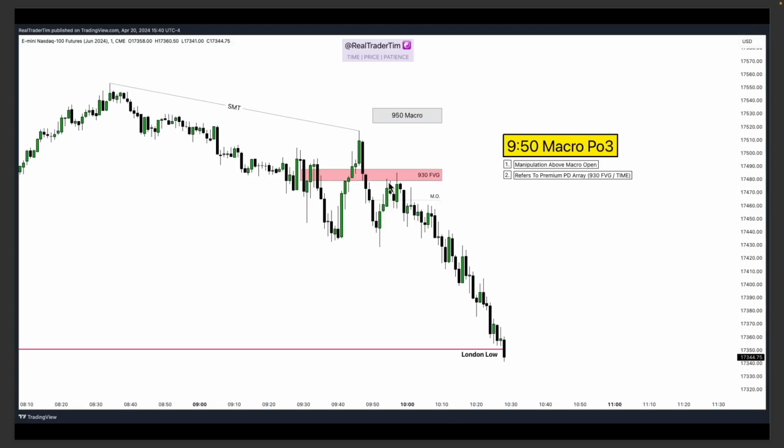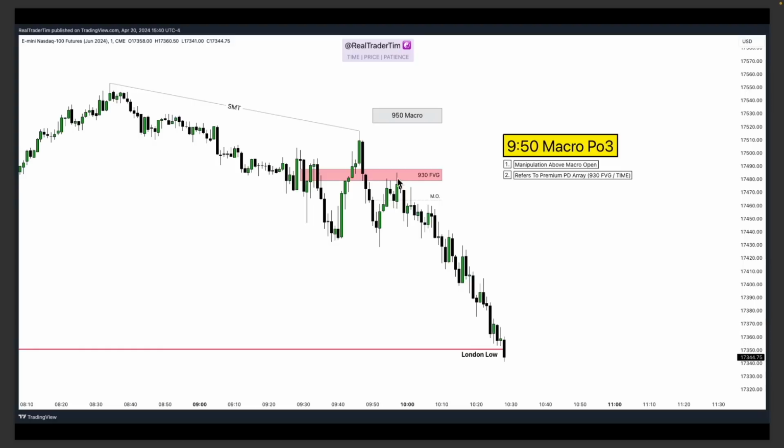time to do what price wanted to do, again, complete the objective to what? To London low or sell side liquidity. Once it was time to do that, it referred to that significant PD array, which again is the 930 fair value gap. Okay. On top of that, relating it back to this discussion, where is this taking place?